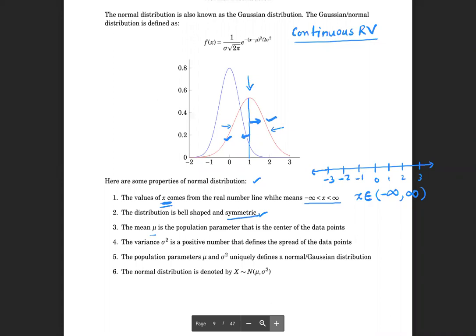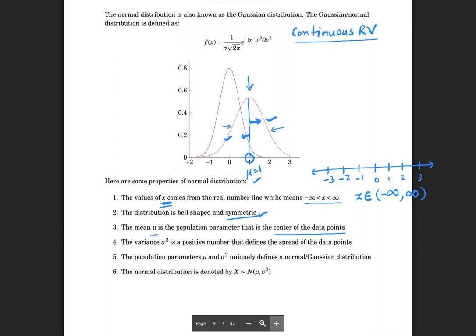Mu is the population parameter, right? Mu is the mean, the population parameter. That is the center of the data points. Remember, we talked about the center or middle or the highest concentration or focus of the data points. Mu is the center of the data points. So for this red one, mu is going to be just 1. At 1, they have the highest concentration of data.